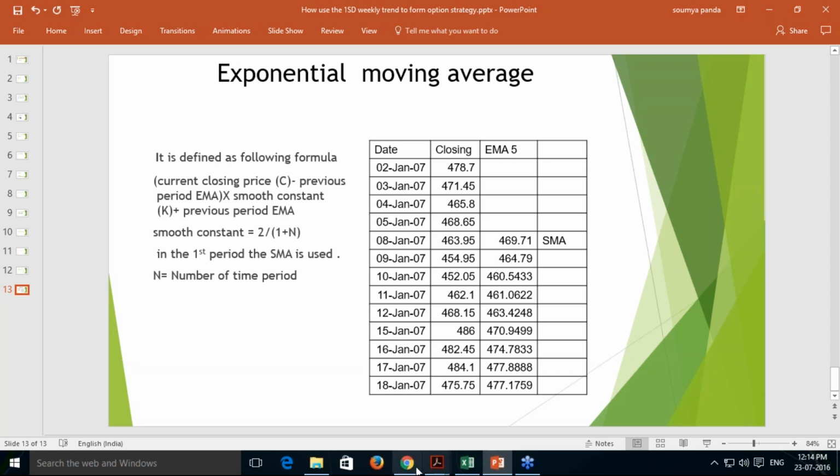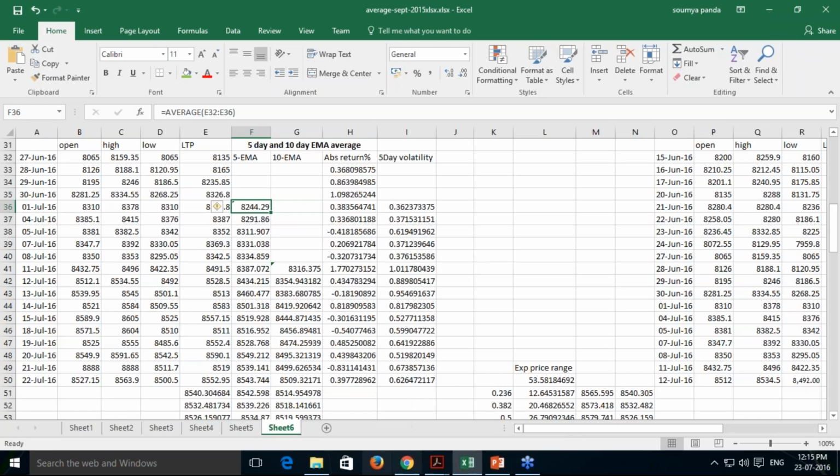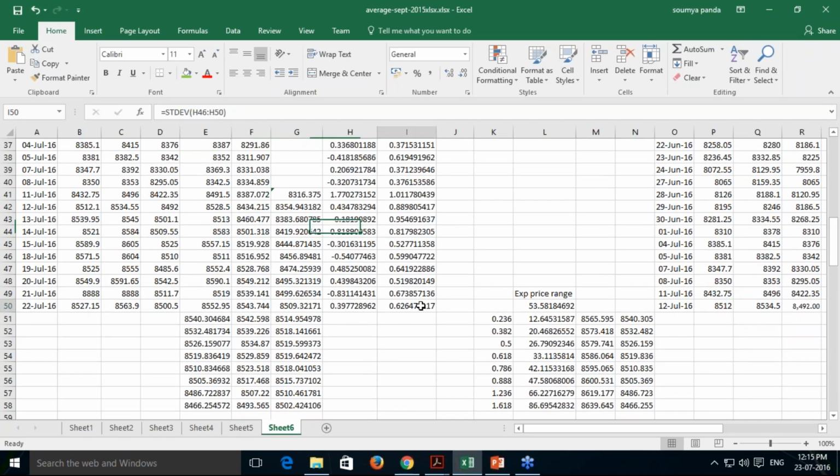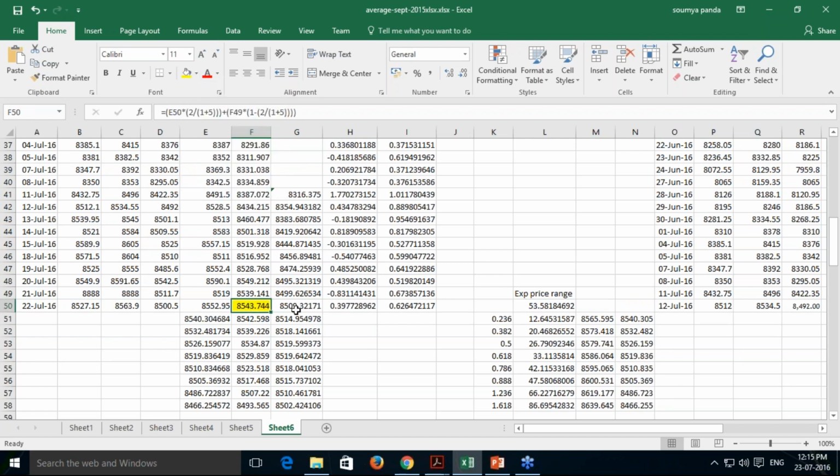This is the formula for exponential moving average. It is universally available everywhere. You can just do a web search and get this formula. The same formula I have just put here, but I am doing similar kinds of changes. I have taken the volatility of 5 days, taken the price range, again calculated these Fibonacci downtrend prices and uptrend prices, and from the exponential moving average part, I am finding out the 5 days exponential moving average, which is 8543, and the 10 days exponential moving average is 8509.